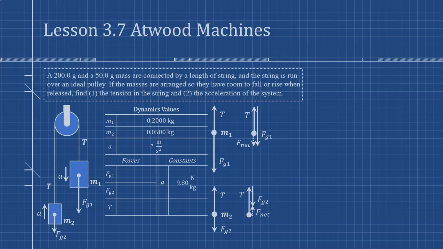And when I multiply that times the mass of M1, I get Fg1. So 200 grams is 0.2 kilograms times 9.8 gives me a force of 1.960 newtons. And then my 50 gram mass, or 0.05 kilograms, times 9.8 gives me a weight of 0.490 newtons.